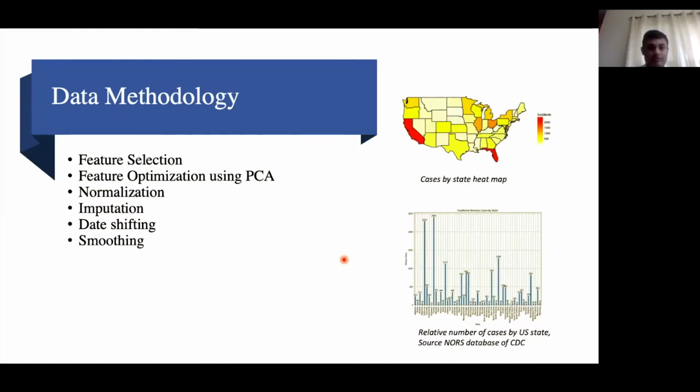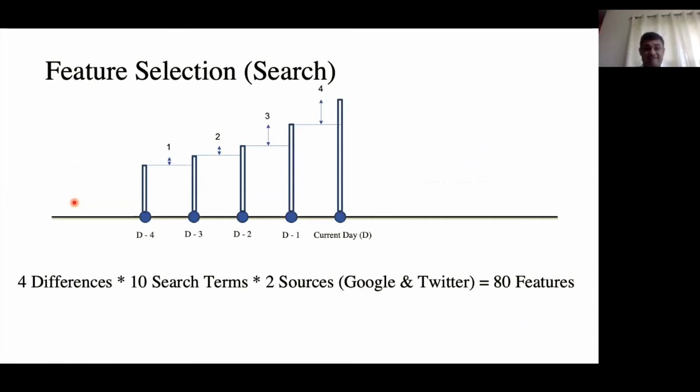In this research, we will use feature selection, feature optimization using principal components analysis, normalization, imputation, data shifting, and smoothing as data pre-processing techniques. We're interested in the difference between the search values. So instead of taking the absolute value of search terms inputs, we take into account the difference between search terms in consecutive days as inputs to our model. We take into account search data for the past 5 days for the use of the model. This gives us 4 differences, as you can see here. Thus, for each search term, we will have 4 additional features.